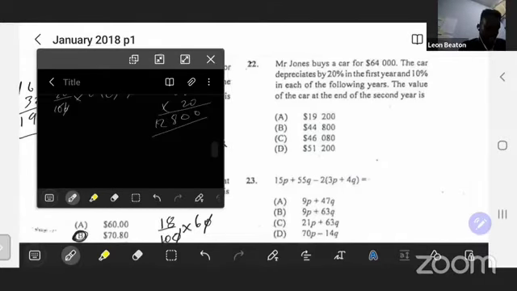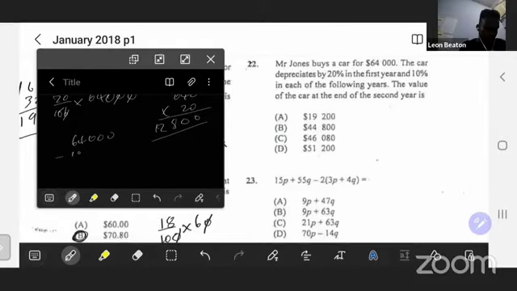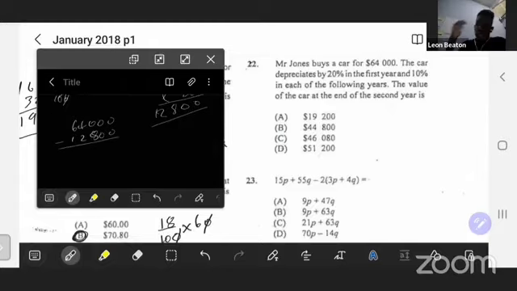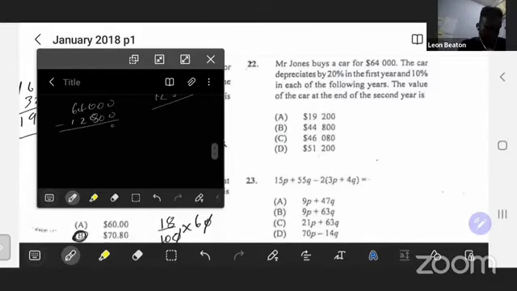So we have to subtract this 12,800 from 64,000, and this will be the value of the car after 1 year. So this becomes 3, 1, this becomes 2, 3 2 subtract 3 will be 1, 6 from this will be 51,200. This is the value of the car after the first year.